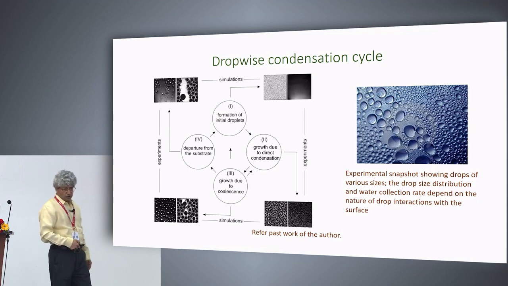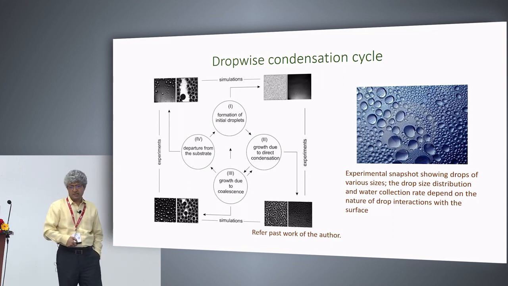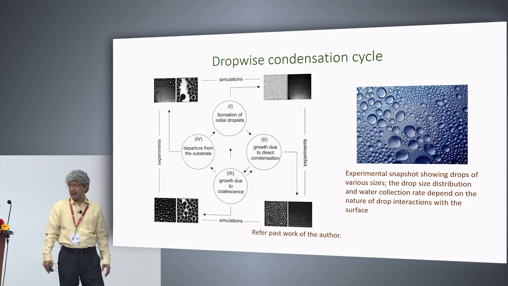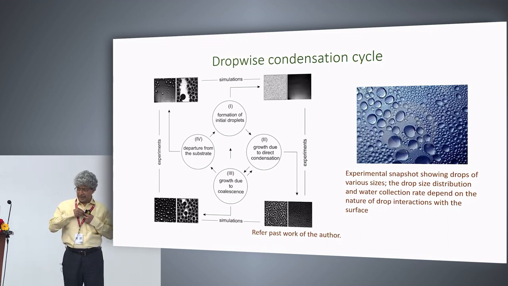So this process of dropwise condensation we studied a few years ago. So you get drops of various sizes. So there is nucleation, there is growth, there is coalescence, there is jumping, and then the cycle has to be raised.